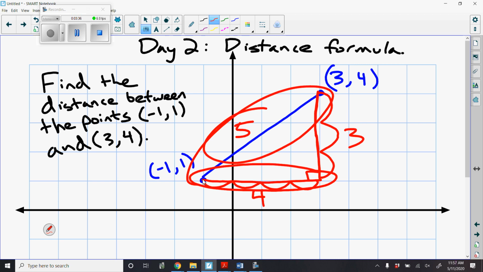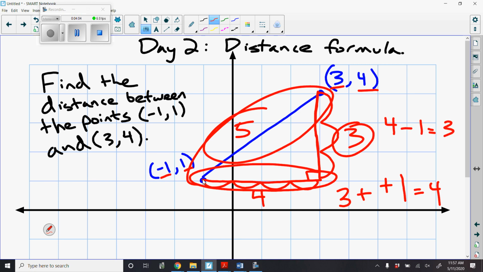Okay, this 4 right here comes from the distance, right? It's the difference between the x's. So I can get that by subtracting my x's, right? I can do 3 minus -1. I know when I subtract the negative, I'm really adding. That's how I can get that 4, right? I can get this 3 by, again, taking the difference in y's. 4 minus 1. That gives me a difference of 3.